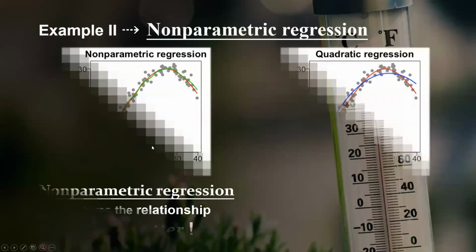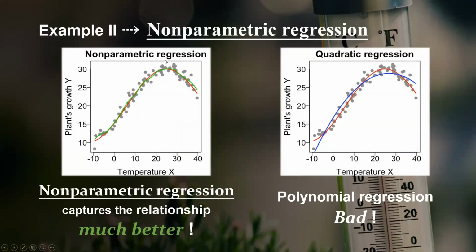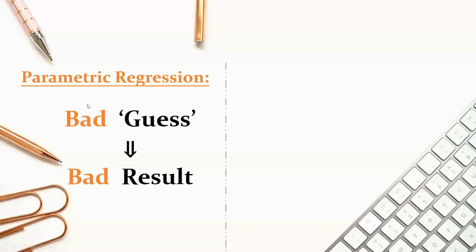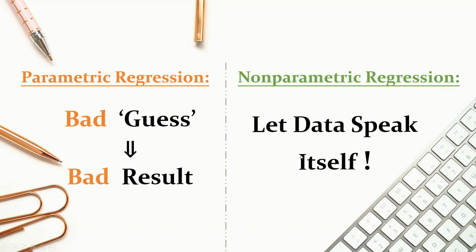And similarly, in this plant example, we conduct the nonparametric regression and compare it to the polynomial regression result we got before. So we can see that an even greater improvement can be seen by using the nonparametric regression method. So to sum up, in parametric regression, if a bad guess is made, a bad result is unavoidable. On the contrary, nonparametric regression guesses much less, but reasonable results can be obtained. And if the relationship to be estimated is complicated, nonparametric regression usually will give a much better result than parametric regression. So let's make fewer assumptions and let the data speak for itself.